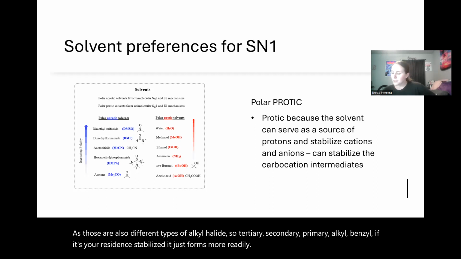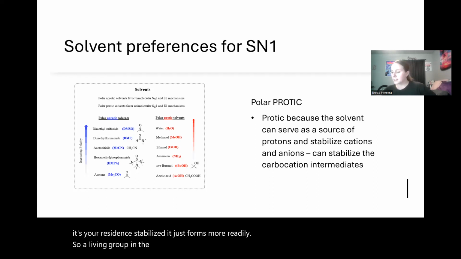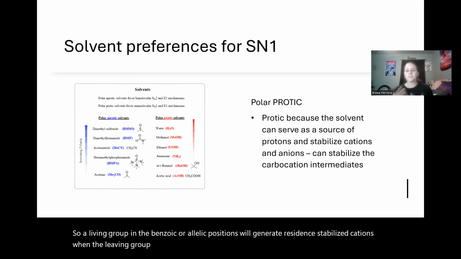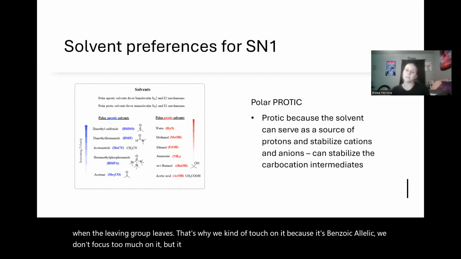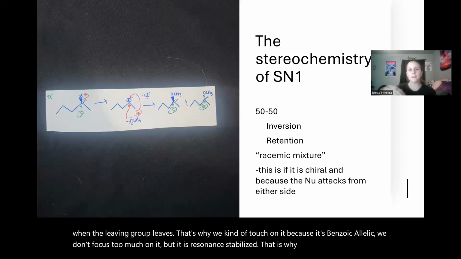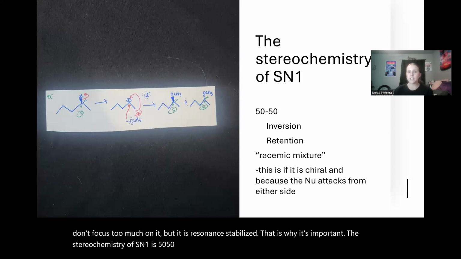So a leaving group in the benzylic or allylic positions will generate resonance stabilized cations when the leaving group leaves. That's why we touch on it, because it's benzylic, allylic. We don't focus too much on it, but it is resonance stabilized. That is why it's important. The stereochemistry of SN1 is 50-50 inversion and retention of configuration, which is known as a racemic mixture.